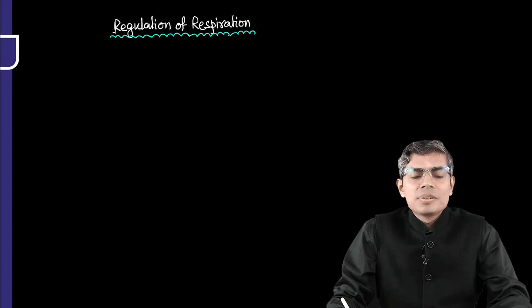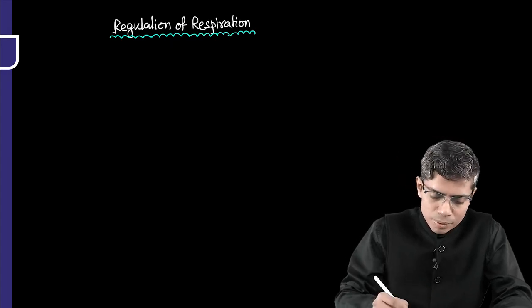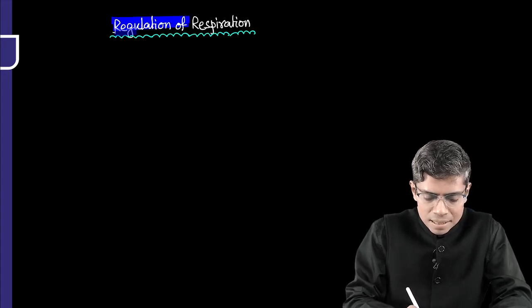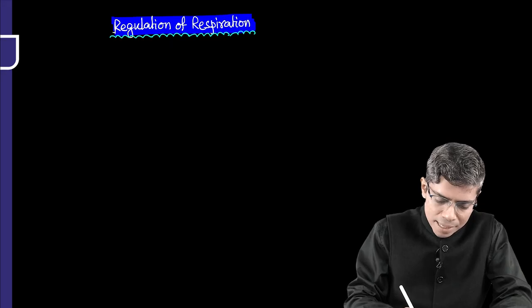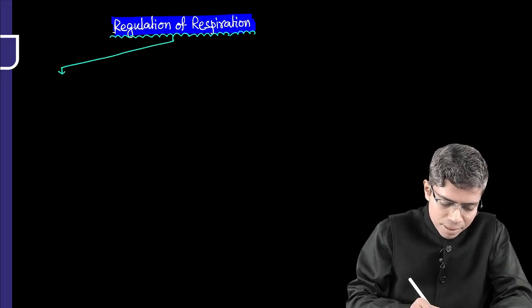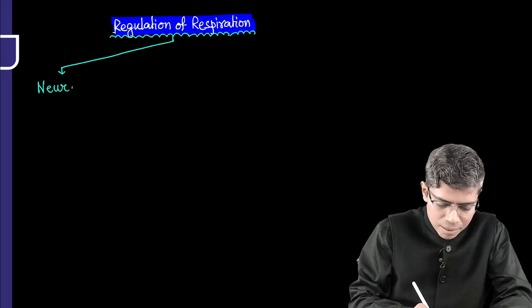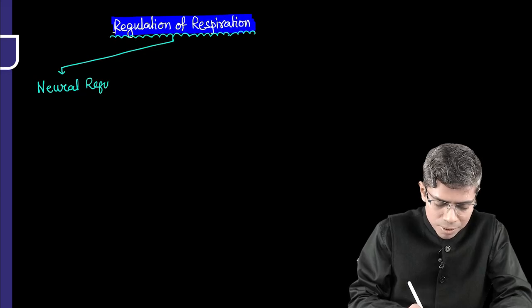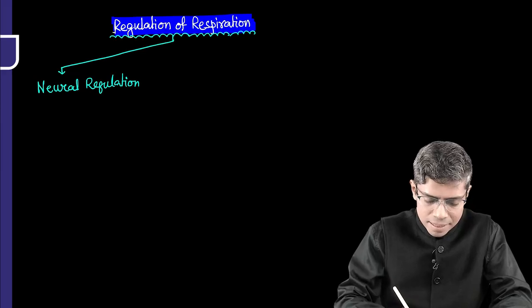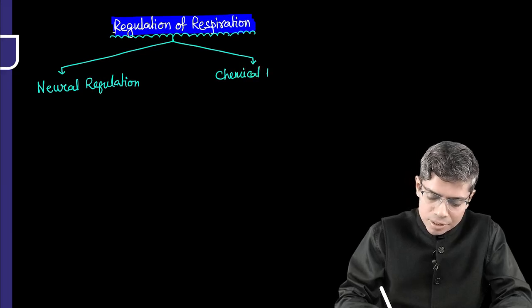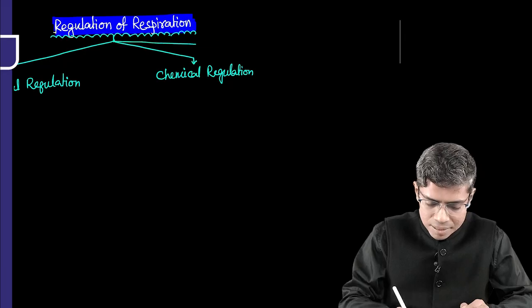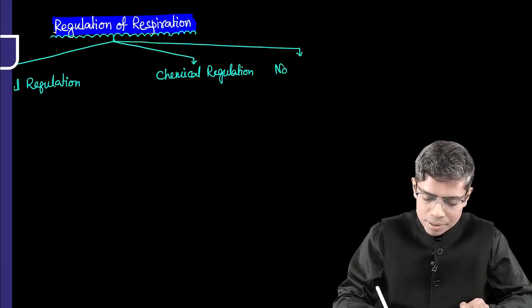Hello student. Now we are going to discuss regulation of respiration, or control of breathing. First of all, we are going to classify the various mechanisms which are responsible for regulation of respiration. Number 1, the main mechanism is neural regulation of respiration. The second major mechanism is the chemical regulation of respiration. And the third one is the non-chemical regulation of respiration.